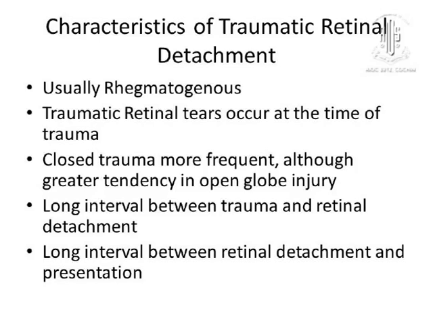The characteristics of traumatic retinal detachment include that they are usually rhegmatogenous. These retinal tears generally occur at the time of trauma. Closed trauma is more frequent, as I already said, although the greater tendency is in open globe injury. Usually there is a long interval between trauma and retinal detachment, as well as a long interval between retinal detachment and presentation.